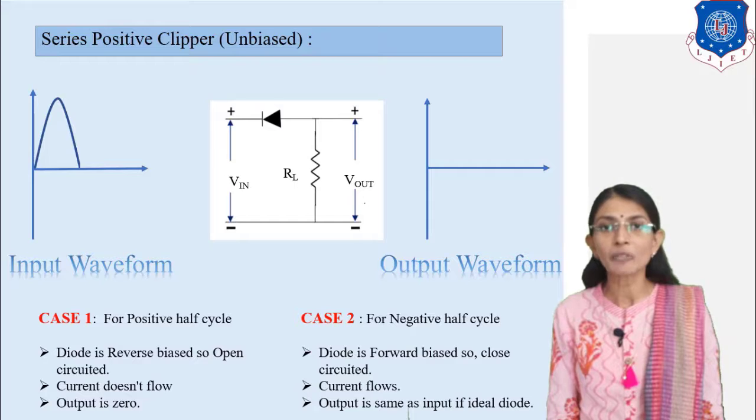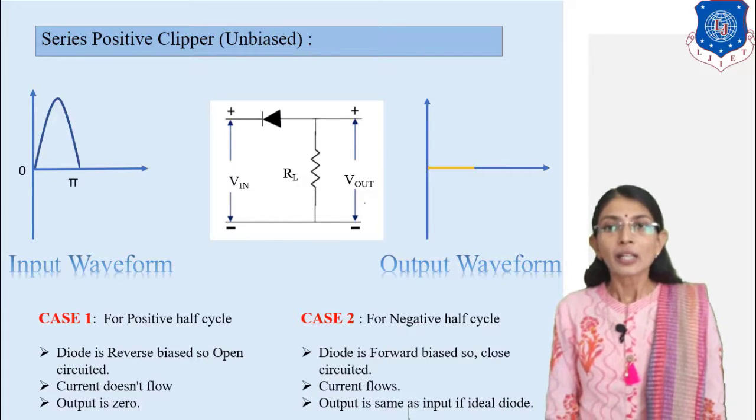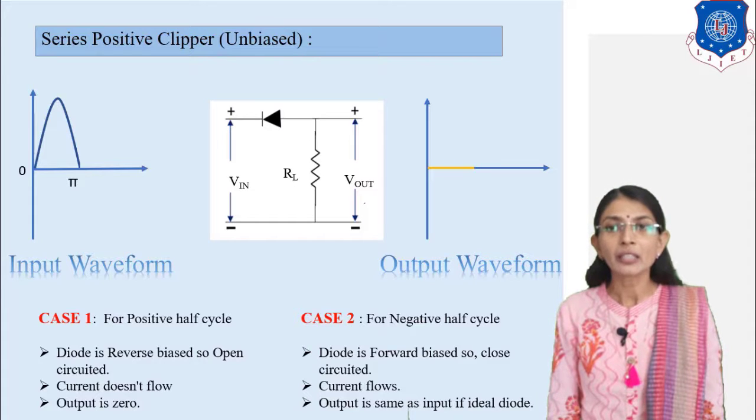So look at this, this is the waveform of output. We will draw here that output will be 0 in the output waveform. Thus, during positive half cycle, in the duration between 0 to pi of the input cycle, the diode is reverse biased, open, so that current is 0 and finally output will be 0 as shown in the output waveform.